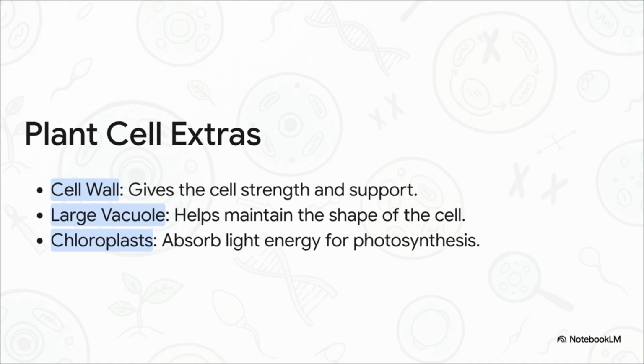Now for the plant cell. These guys have all the same stuff as an animal cell, but they've got some cool extras. First, they have a rigid cell wall on the outside. This is like a support beam, giving the plant its structure. Then there's a huge, large vacuole. You can think of it as a giant water tank that keeps the cell firm and healthy.